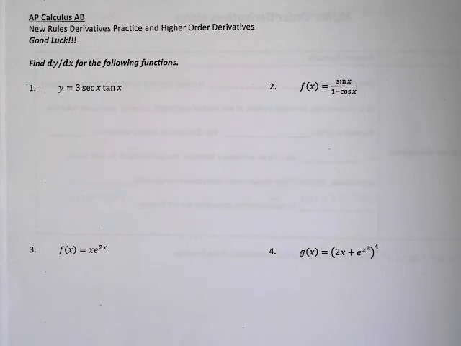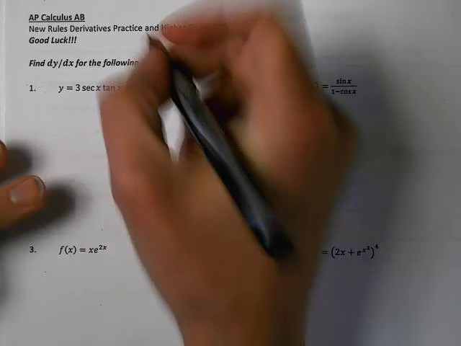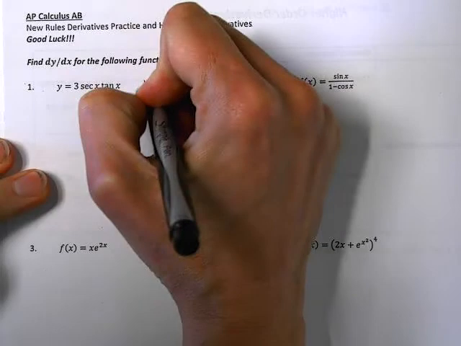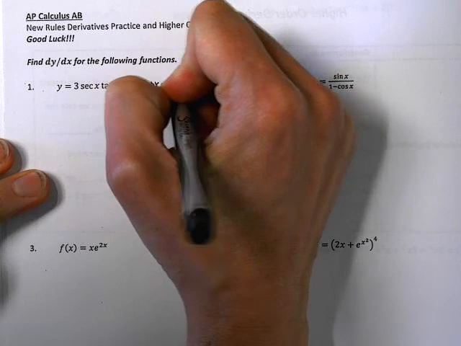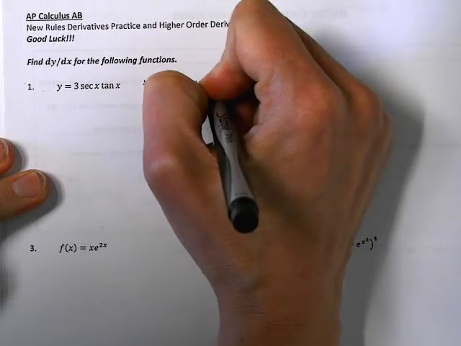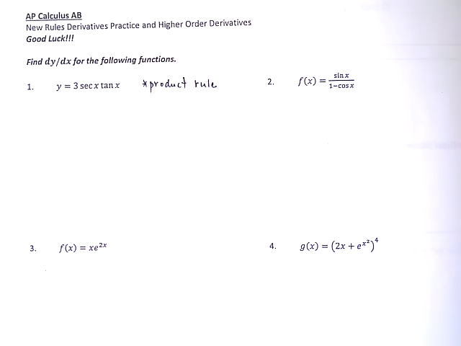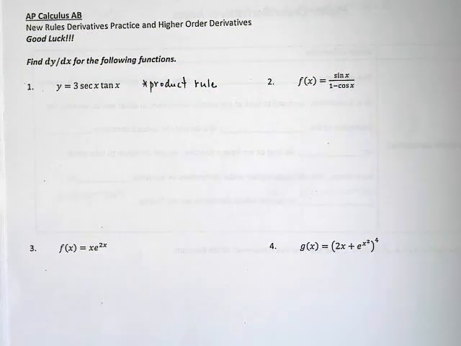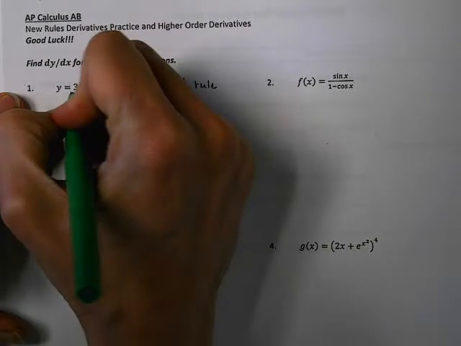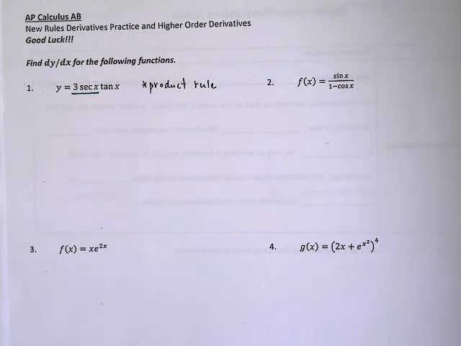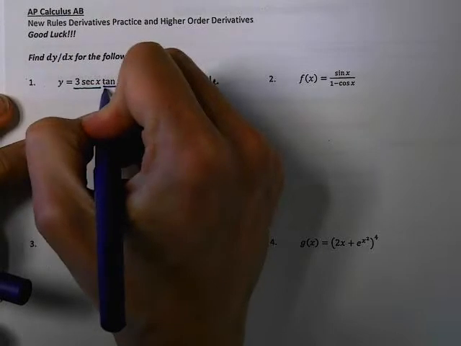So we're going to start off going through number one. What I want us to realize here is this is a problem where we're going to need to use our product rule. Now, I don't want you to get too tripped up by the 3 in front. When I look at this problem, I think of my first function as being 3 times the secant of x. That can go together. And then my second function is tangent of x.